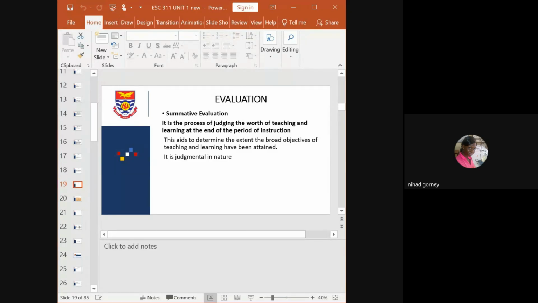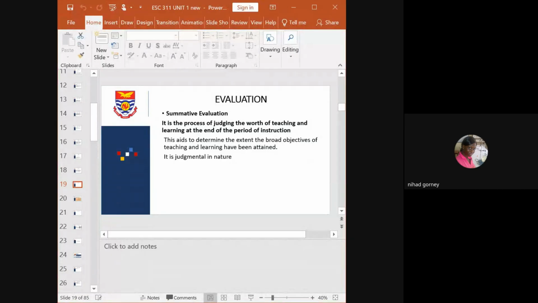When it comes to summative evaluation, the judgments we are making on the assessments are not to see how effective it is or to better ourselves, but we are going to use it to compare how far we have been able to achieve the broad objectives of teaching and learning. And that will even help us to make better decisions.